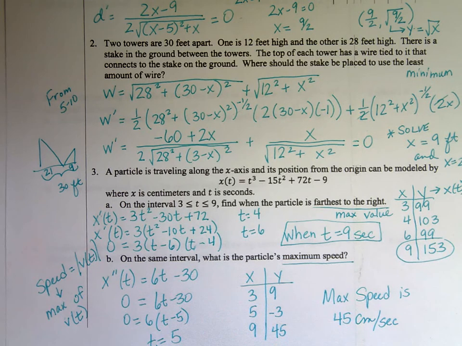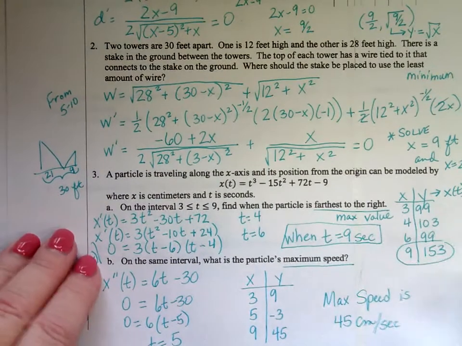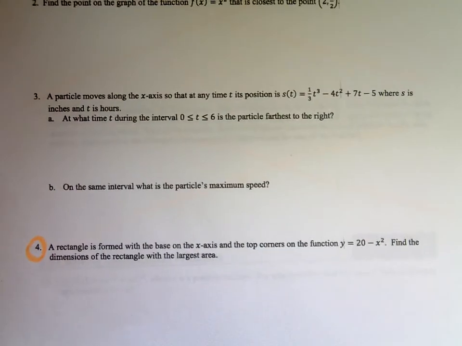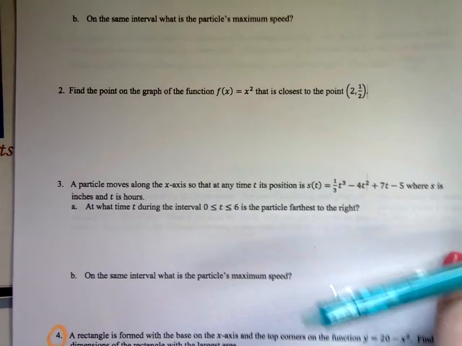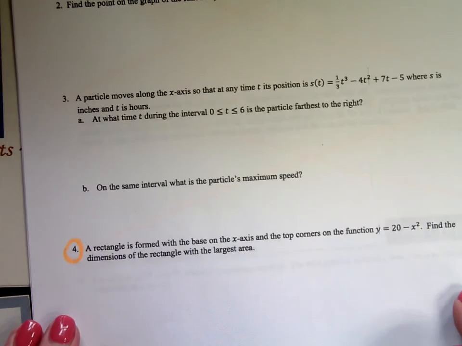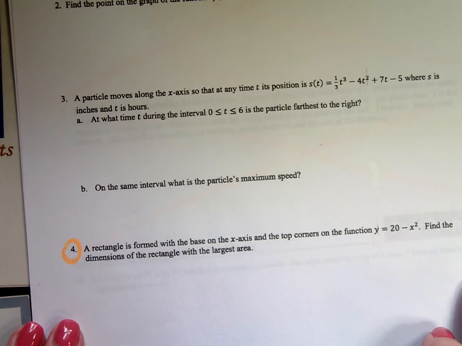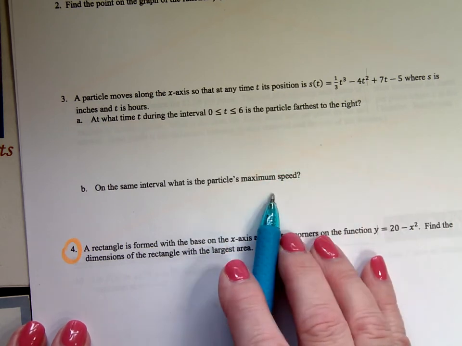Okay, so that takes care of the notes for this section. Let's do a couple practice problems together. Here's ones that I chose. Number 4 is first because it's different than the other ones that we've seen. Numbers 1, 2, and 3 are kind of similar to ones we just did. Like, look at this. Where's it farthest to the right? Where's the maximum speed? We just did a problem like that.